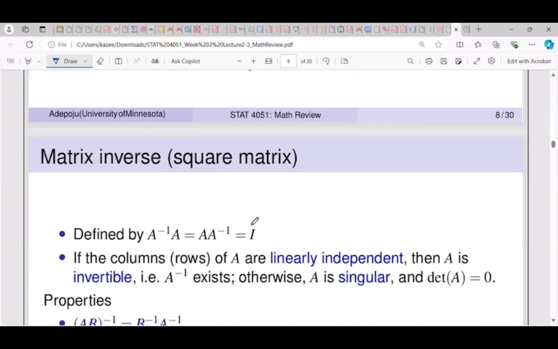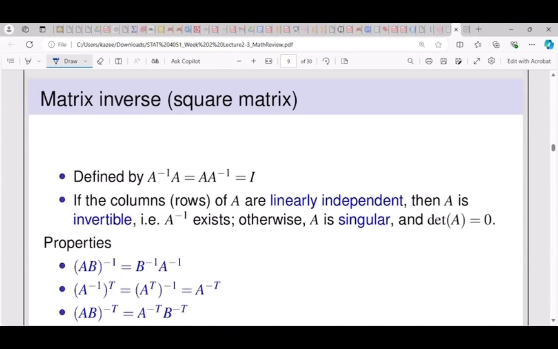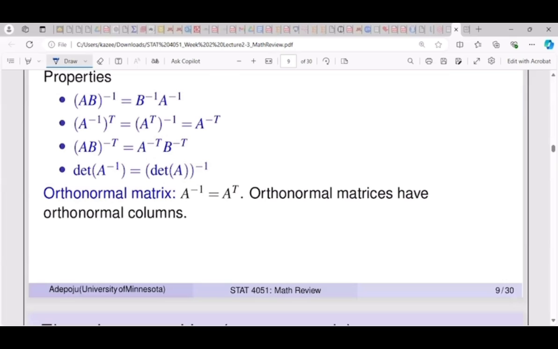Okay, but otherwise, it is singular. When the determinant is equal to 0, then the matrix is not invertible. There may not be a way forward using this. Okay, now the properties: the inverse of the product of matrices AB equals that. You can verify all of that.